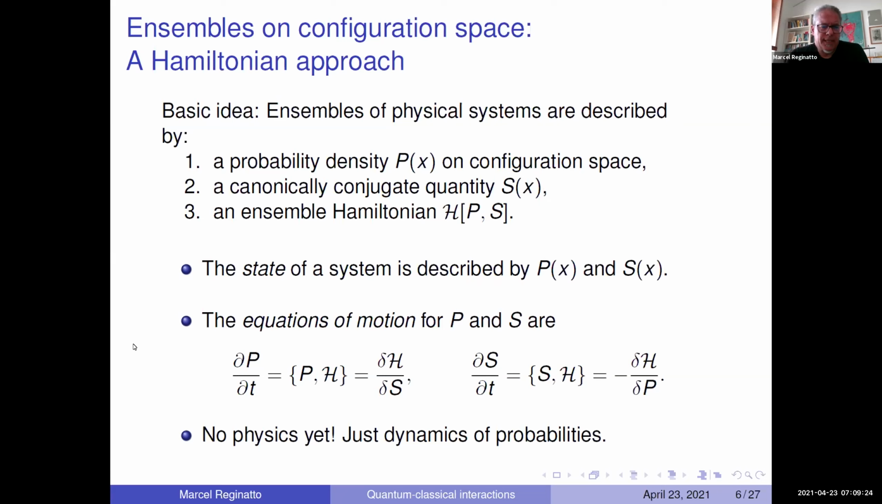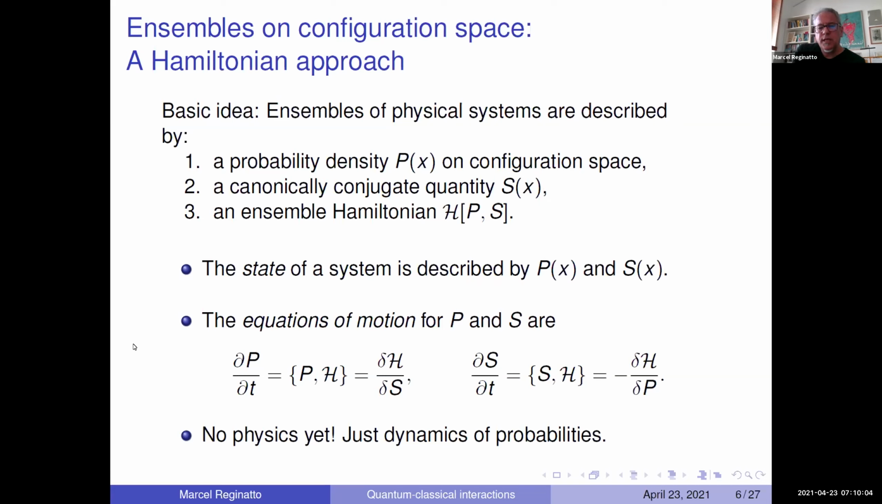And for convenience, and also because a lot of the physics becomes clearer, we will assume that it's a Hamiltonian formalism. So what we will have is what I call an ensemble Hamiltonian, to distinguish it from the usual Hamiltonians that we encounter in quantum mechanics and in the phase space of classical mechanics. This is a functional of P and S, and it's solely put in there so that we can have some dynamics of the probabilities. So the state of the system at a given time will be described by P and S, and the equations of motion are Hamiltonian.